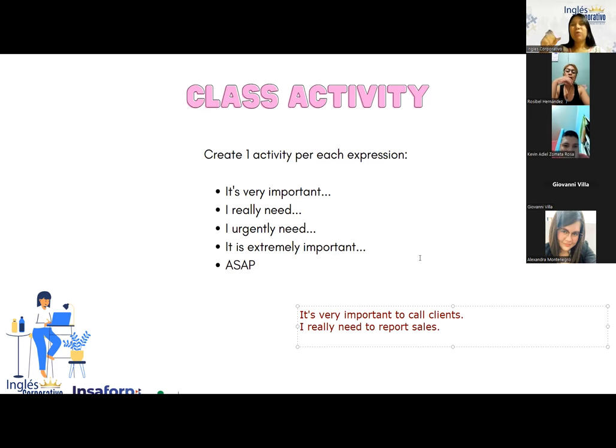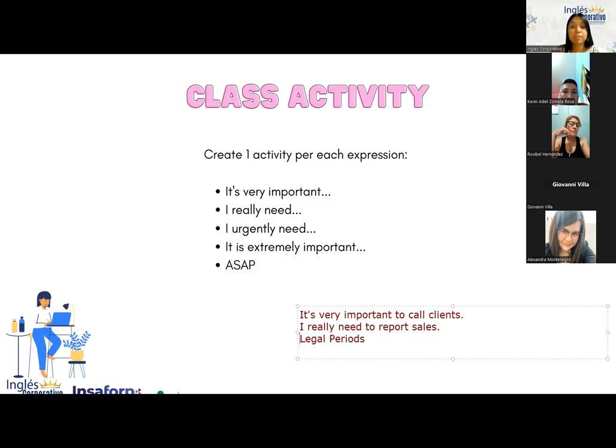Urgently need, algo que usted urgentemente necesite. How do you say plazos? Plazos, you can say plazos de qué? Legales. You can say como, like, terminaciones legales. Legal periods. Periods, como periodos, como plazos. Okay, sería: I urgently need to review legal periods.